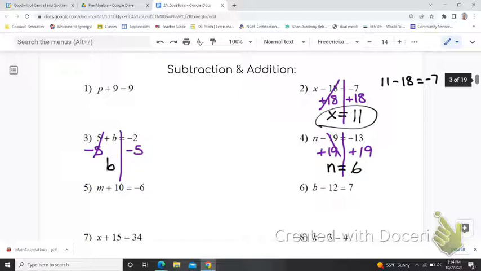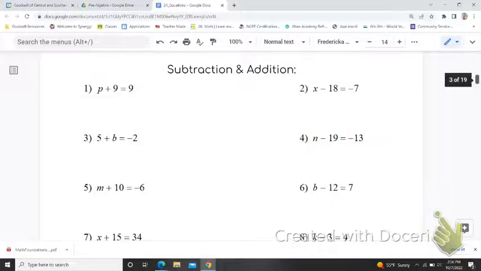So then b, and then negative 2, negative 5. They both have negatives, so signs are the same. I can add them together and keep it negative. Again, you can always check. Is 5 plus negative 7 equal to negative 2? And the answer is yes. So hooray, it works.